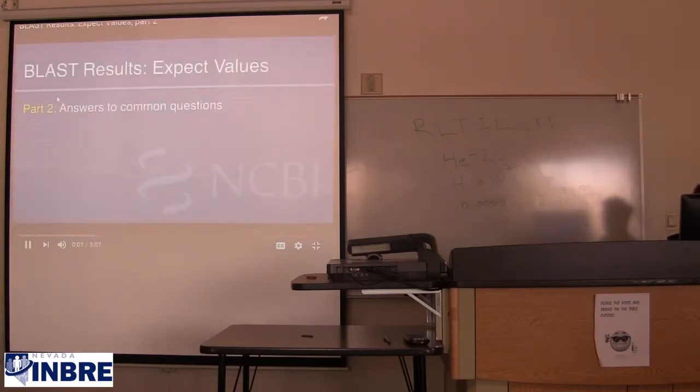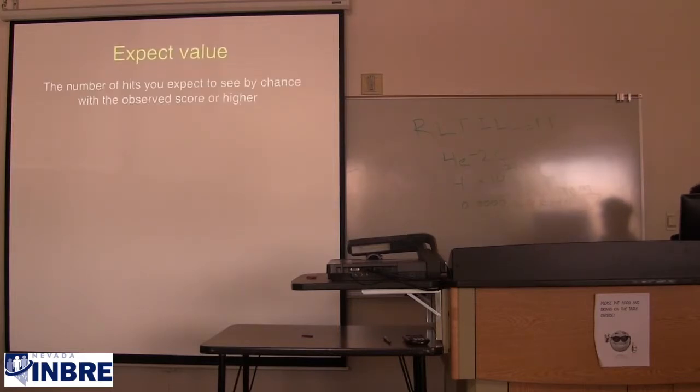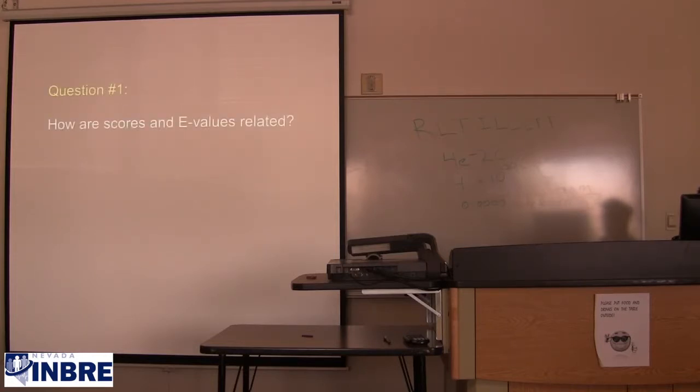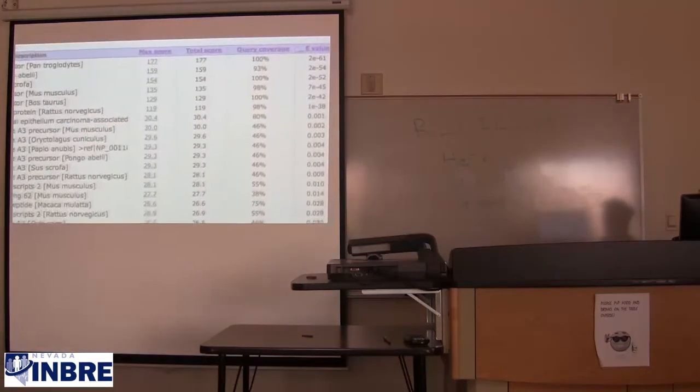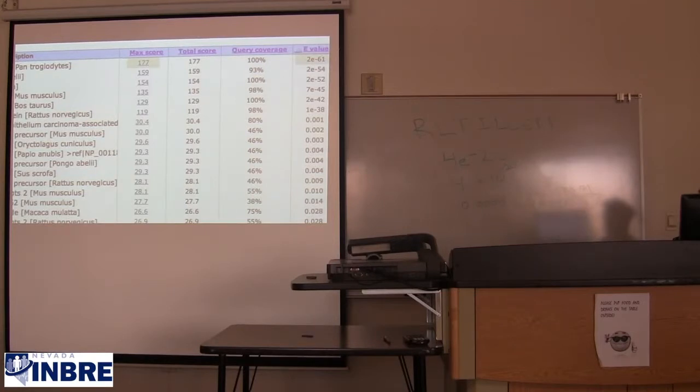In part 1 of the companion video, I gave a very simple explanation of expect for e-values and how they are used. Here I'll answer a few common questions about e-values that we get at NCBI. Question 1. How are scores and e-values related? In simple terms, the higher the score, the lower the e-value.